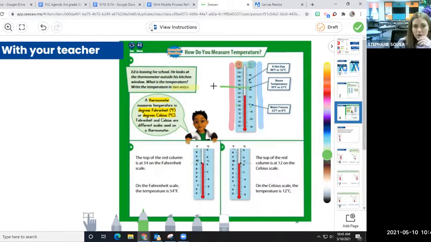Room temperature, or what you're sitting in right now, is normally right around here, right around 24 degrees Celsius or right around 70 degrees Fahrenheit.